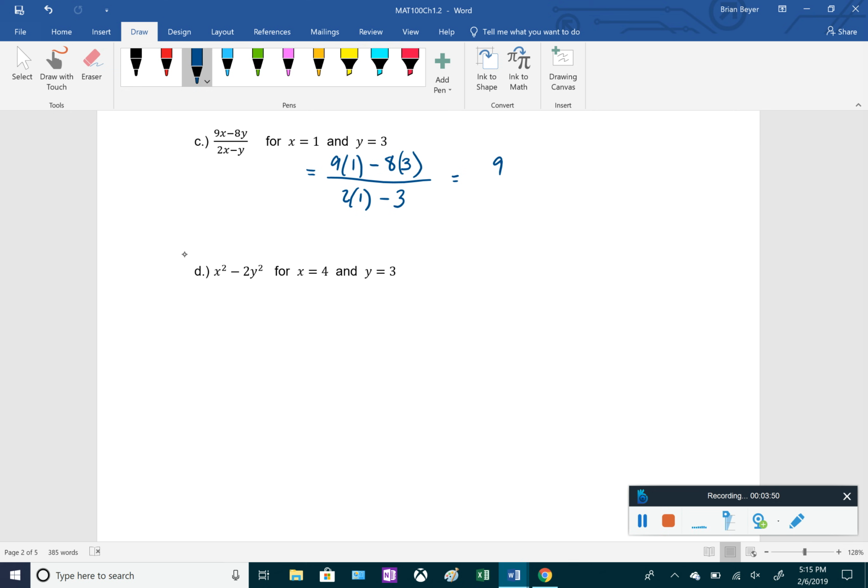So it's going to be 9 times 1. I'm going to do the numerator and denominator separately. 9 times 1 is 9. 8 times 3 is 24. And then 2 times 1 is 2. So 2 minus 3. So we have 9 minus 24, which is -15. 2 minus 3 is -1. -15 divided by -1, the negatives cancel, and that's just equal to 15.